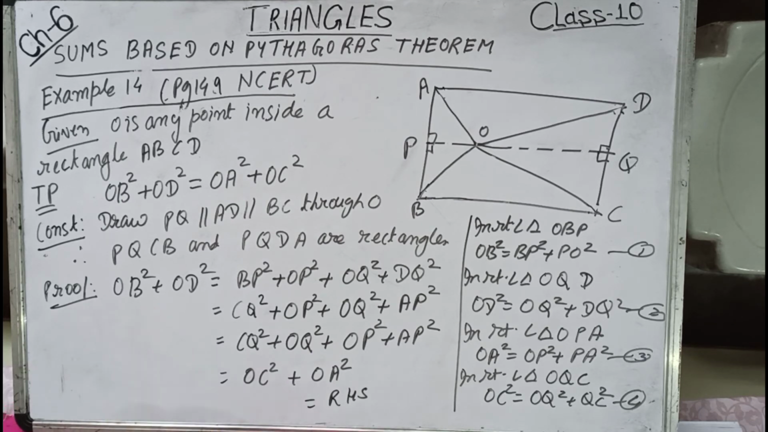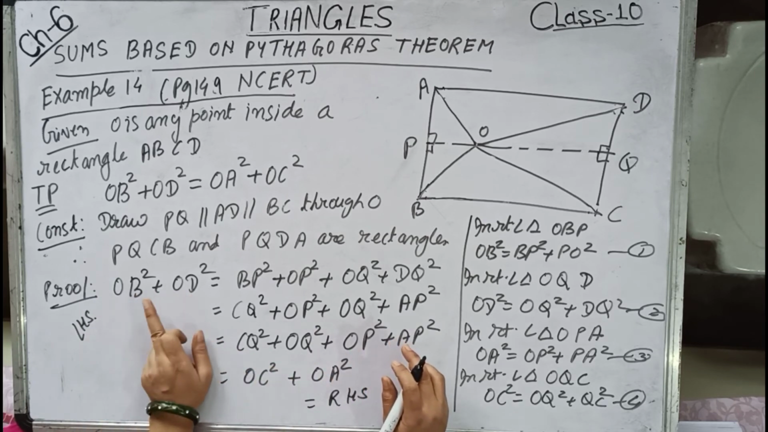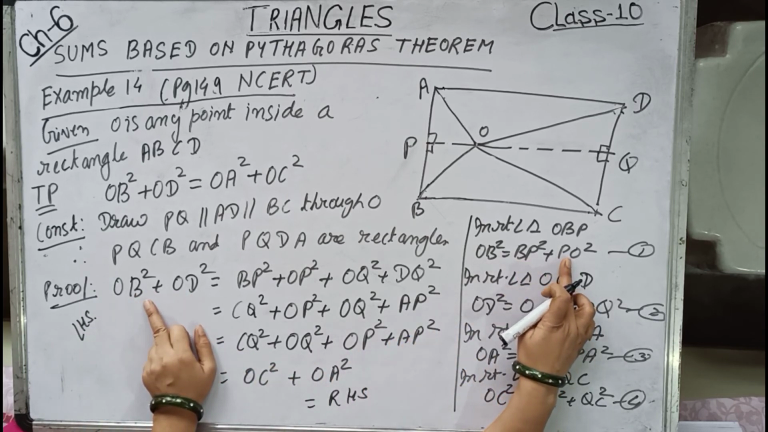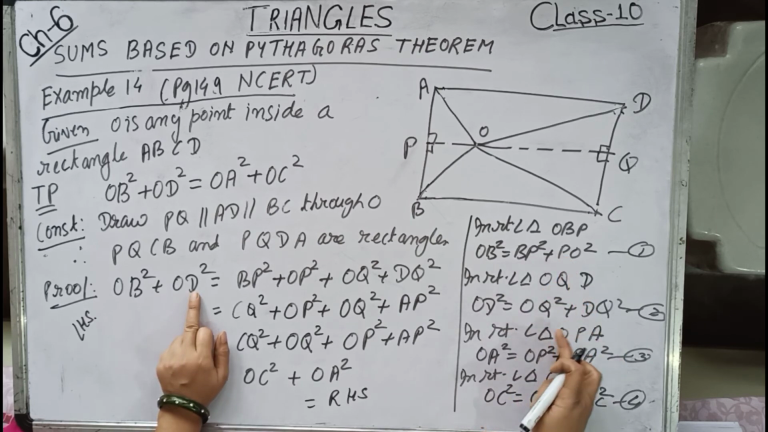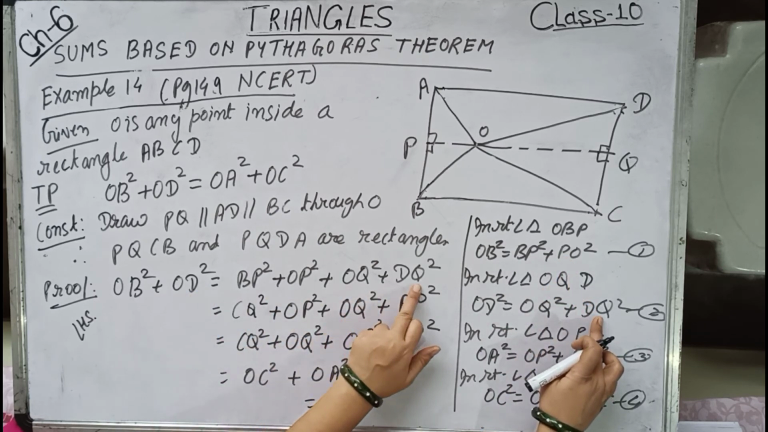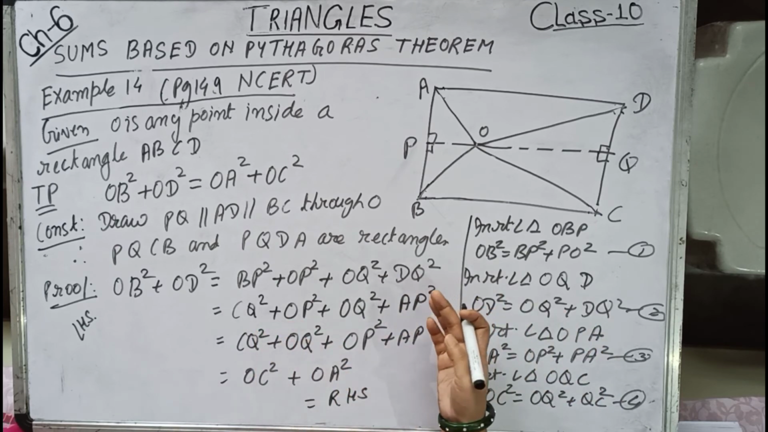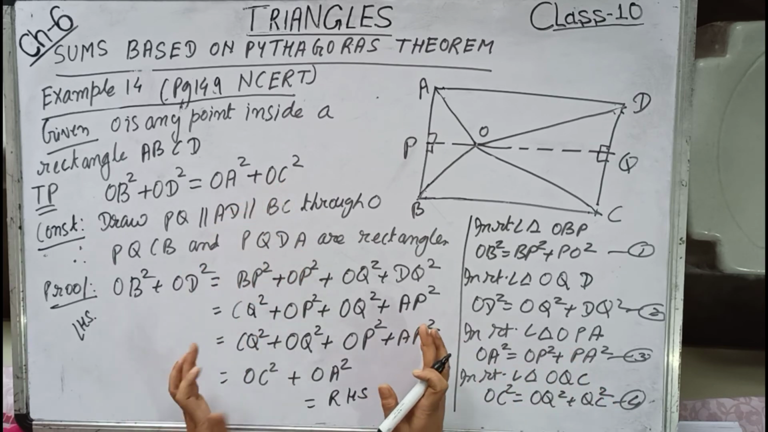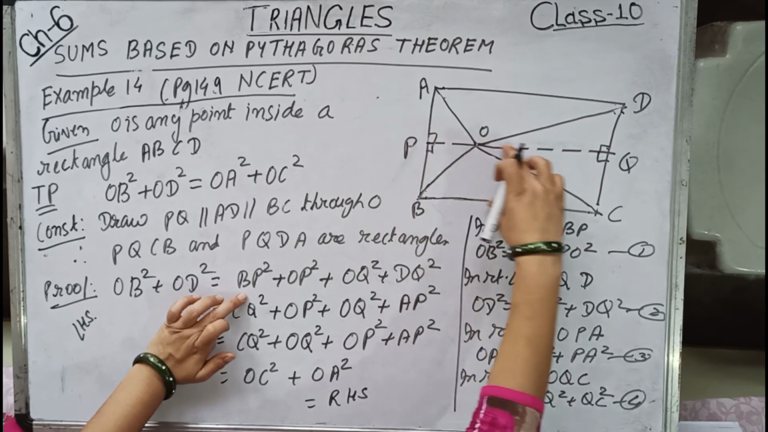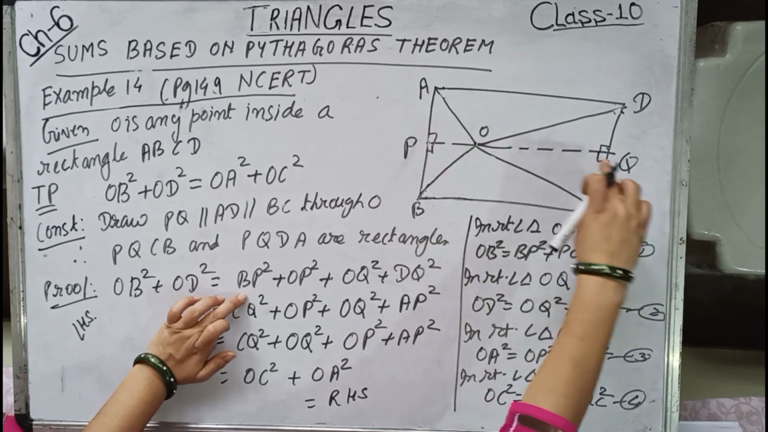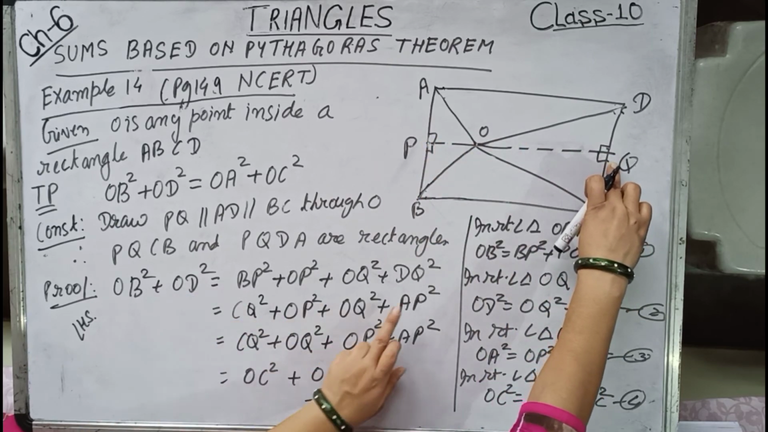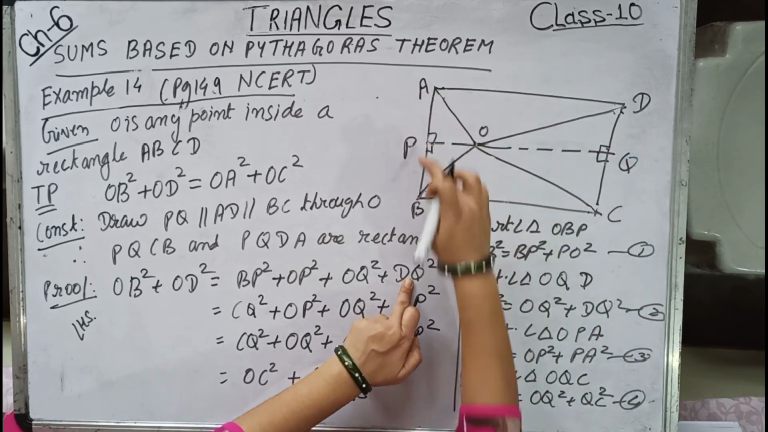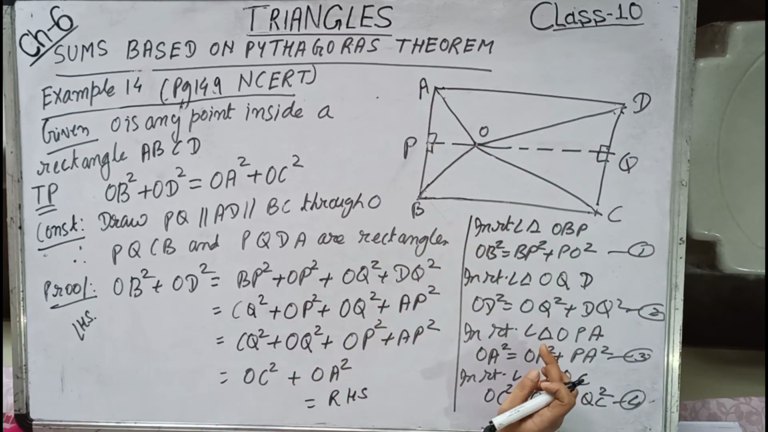Now we will start with LHS. LHS is OB square plus OD square. OB square is BP square plus OP square. OD square is OQ square plus DQ square. Okay? Now we have to do the arrangement so that we will be getting OA square plus OC square, whose value is here. So what we have done over here, in place of BP, because this also will be a rectangle, in place of BP we have written CQ, and in place of DQ we have written AP, so that I'll be getting the other two, I mean OA square plus OC square.